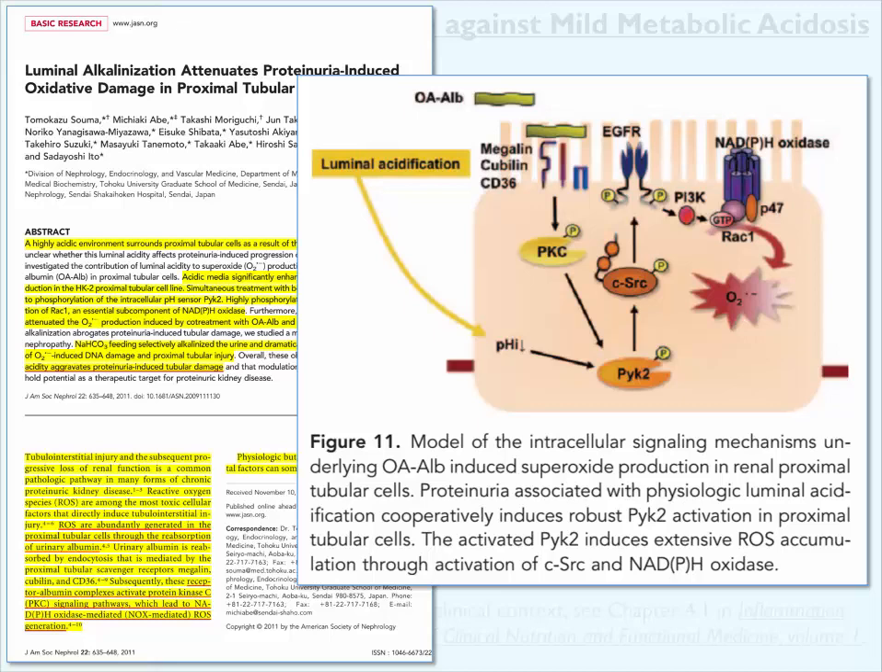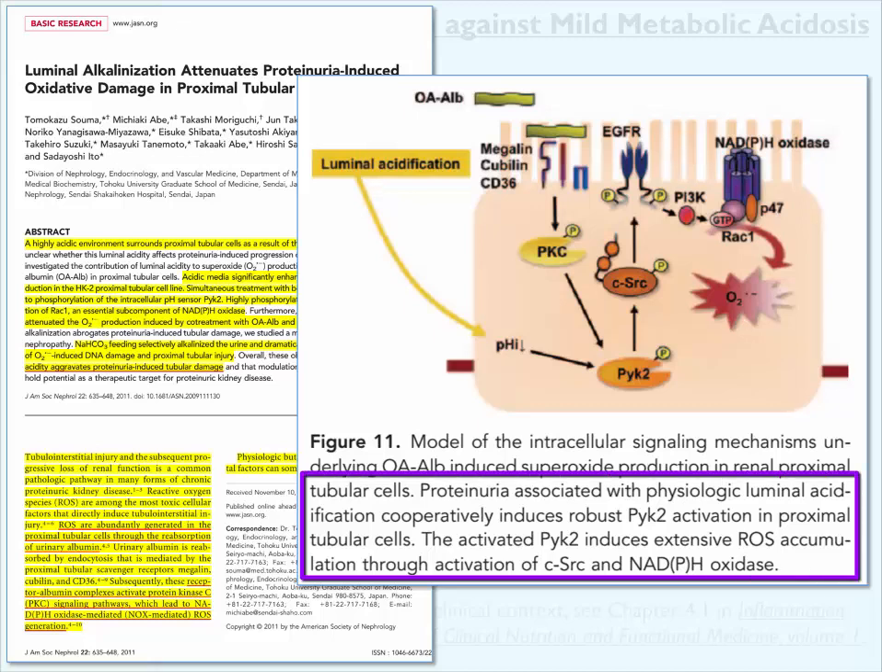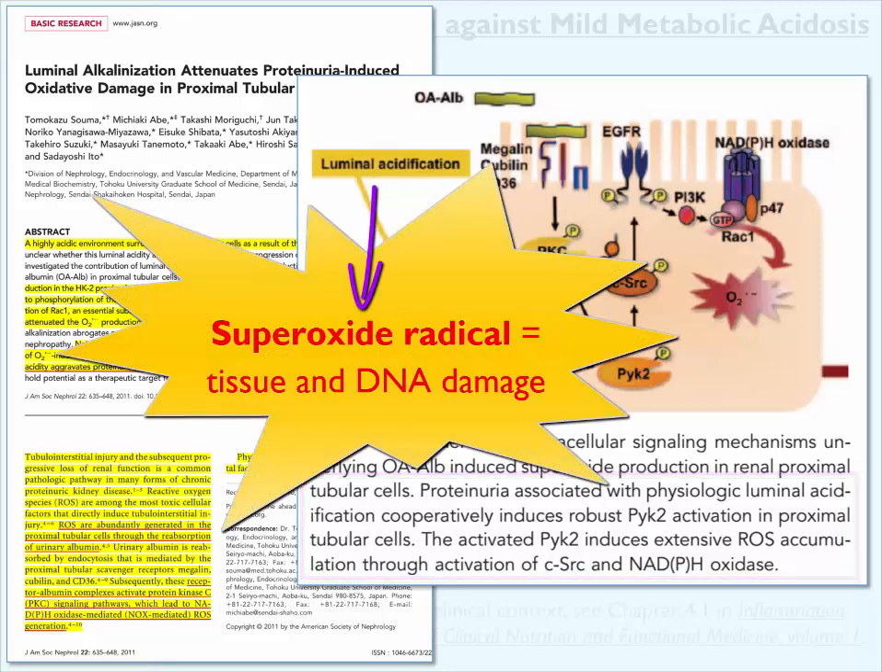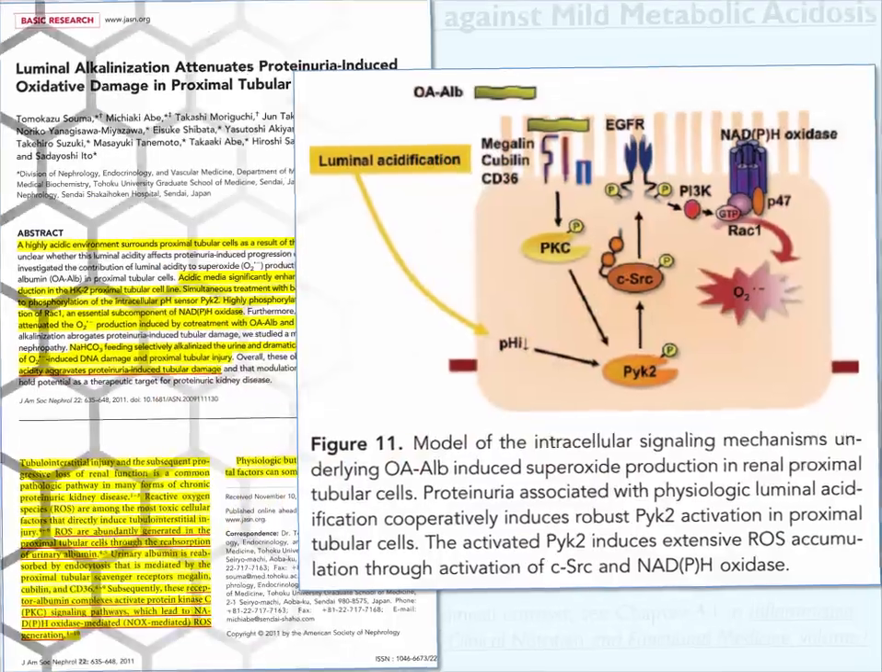Here, the authors provide more explanation of the intracellular signaling mechanisms involved in this albuminuria-induced superoxide production, again, in renal proximal tubular cells. And look at what they state following. They state, proteinuria associated with physiological lumen acidification cooperatively induces robust PYK2 activation in proximal tubular cells. The activated PYK2 induces extensive ROS accumulation through activation of, ultimately, NADPH oxidase, which produces the superoxide free radical. Now let's move on to the next article.